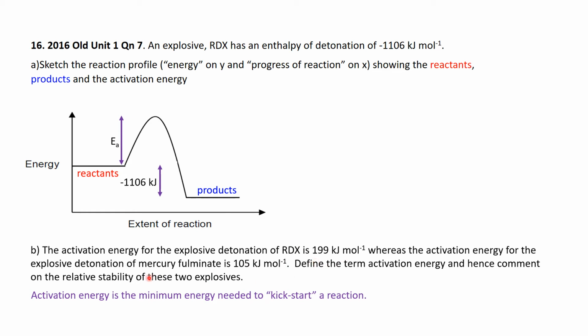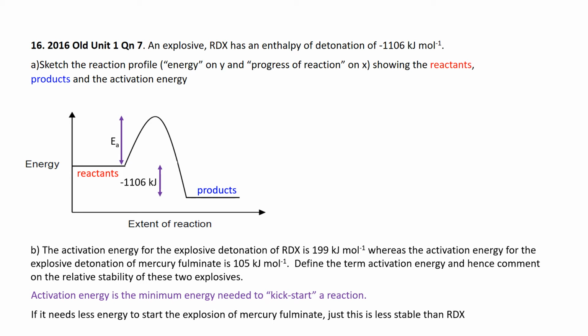Now, when we compare the two of these, for RDX, the collision has to have 199 kilojoules to get over the bump. The mercury fulminate only has to have 105. So its bump is lower energy, thus it's easier to get over the hump. Thus mercury fulminate, with the lower activation energy, which is easier to get over, is going to be less stable than the RDX.